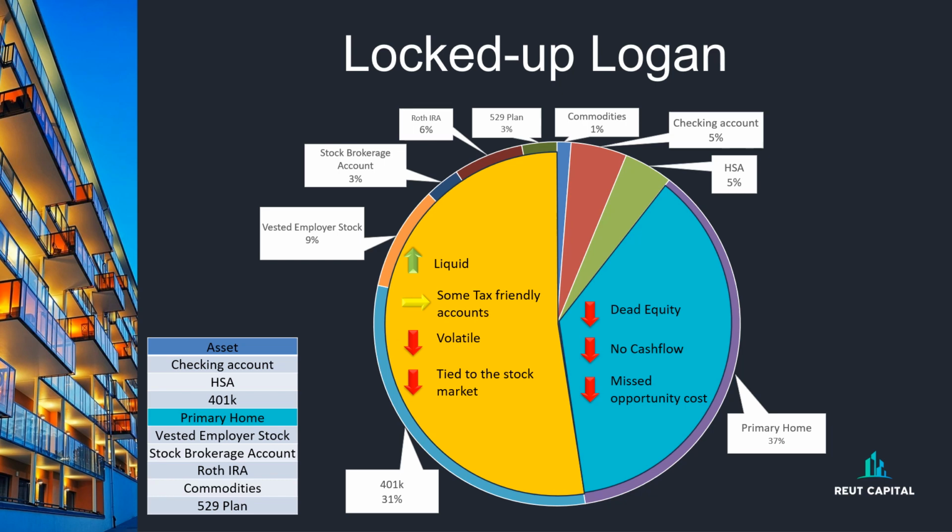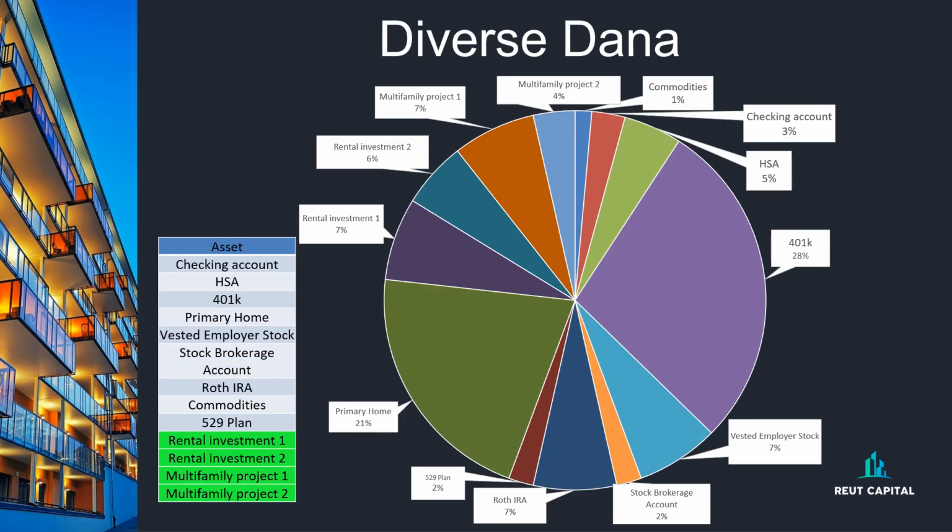He decided to increase his primary home equity and his percentage in real estate, but then he has locked himself up in his own house. Neither does his house cash flow. He's missed out on opportunity cost somewhere else, and he's basically tied up in his own house. So what could be next? So the next example is Diverse Dana.